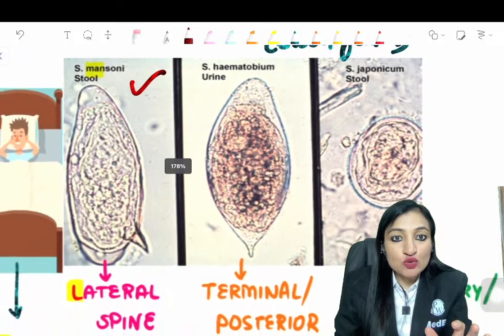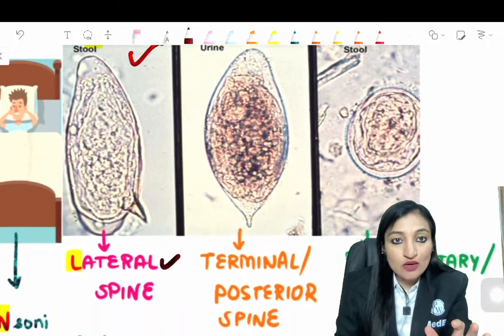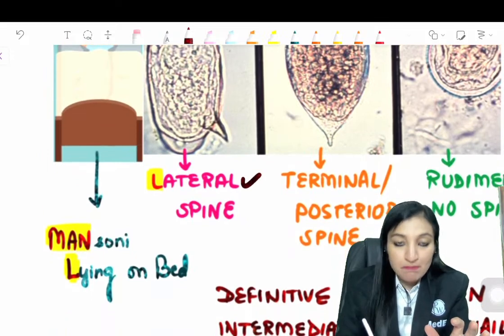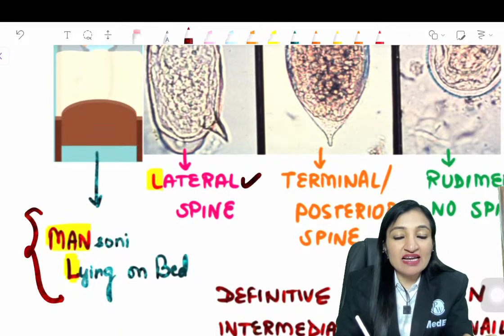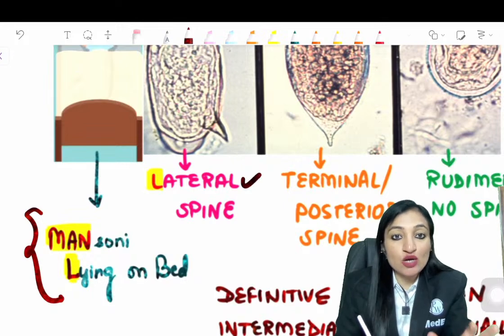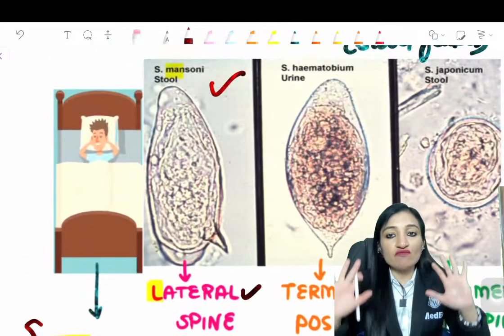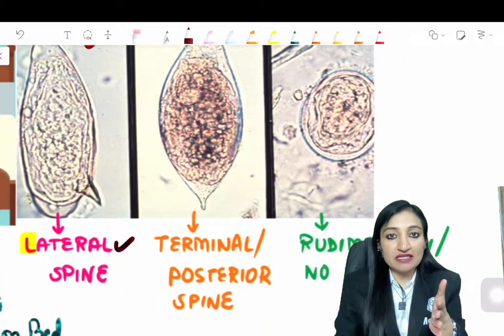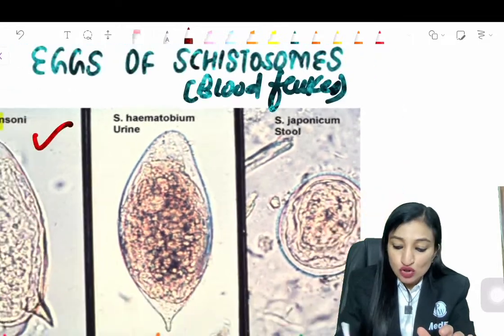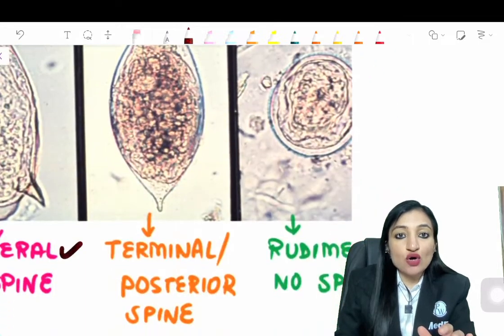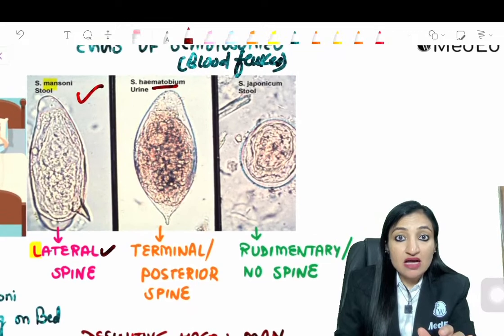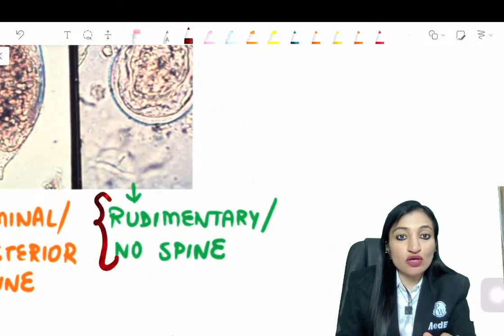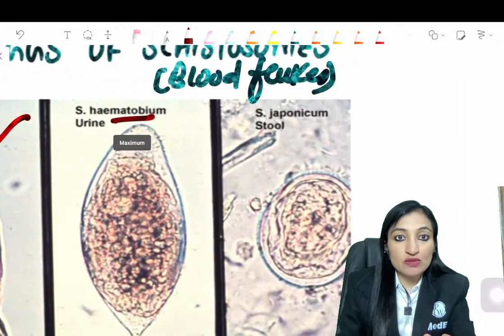Look at this. Mansoni egg has got a lateral spine. I have put up a picture of this man lying on the bed. So remember, I've highlighted man, the man of mansoni, and L of lying on the bed. Man comfortably resting on the bed. Mansoni egg has got a lateral spine. Then the middle one, Schistosoma haematobium, the egg has got a terminal or posterior spine, and Schistosoma japonicum's egg has got no spine or a rudimentary spine.